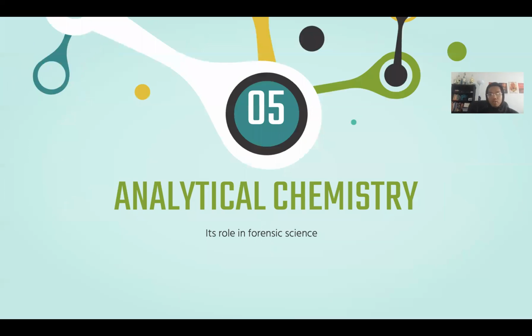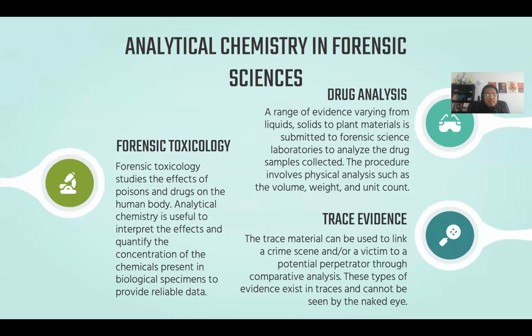Now we're going to get to the part of analytical chemistry and its role in forensic science. Forensic toxicology studies the effects of poisons and drugs on the human body. Analytical chemistry is useful to interpret the effects and quantify the concentration of the chemicals present in biological specimens. To provide reliable data, hair, nails, urine, blood, and brain tissue are useful biological specimens for forensic toxicologists to draw interpretations of various cases.